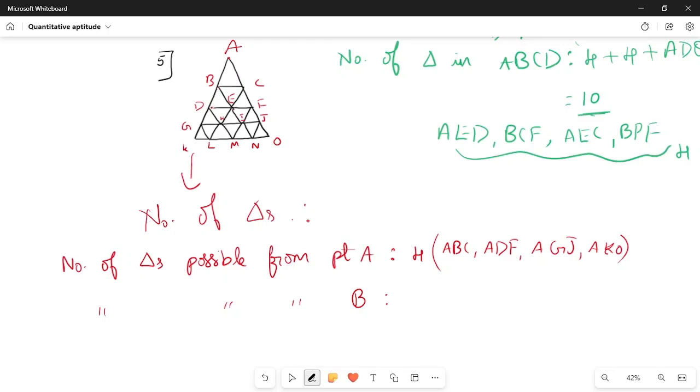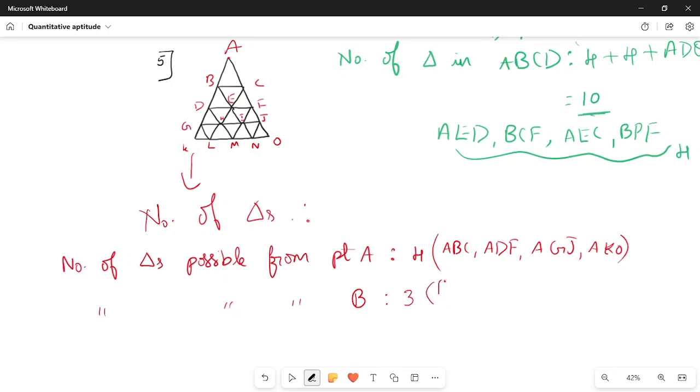I'm taking direct triangles, not the inverted ones. The very first one will be BDE. Then I can say BGI, and then I can even say BKN. So there are 3 triangles.